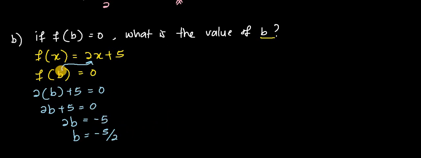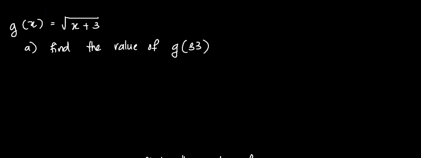Simple as that. Whenever you have f of b equals 0, this b value you're just going to put back into the equation. Wherever the x is, you can put the b and put this equation equal to 0. And you should be able to solve a question like this. Now, the next one, g of x equals square root of x plus 3. Find the value of g of 33. Again, I have to just find what is g of 33. So g of 33 equals, wherever there is x here, I'm going to substitute 33 inside.